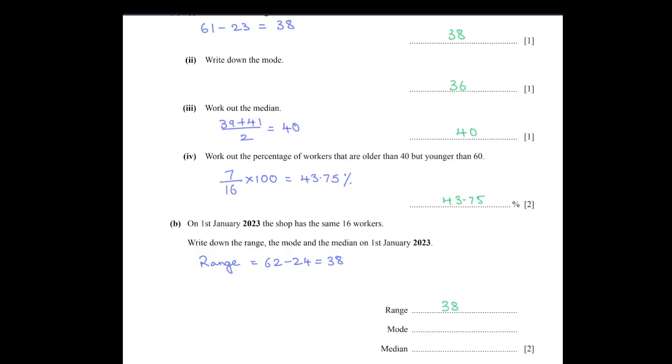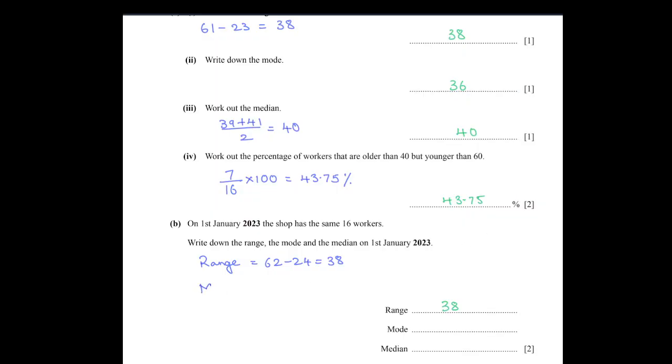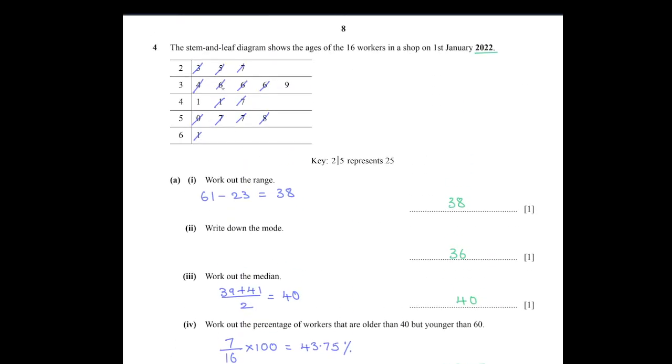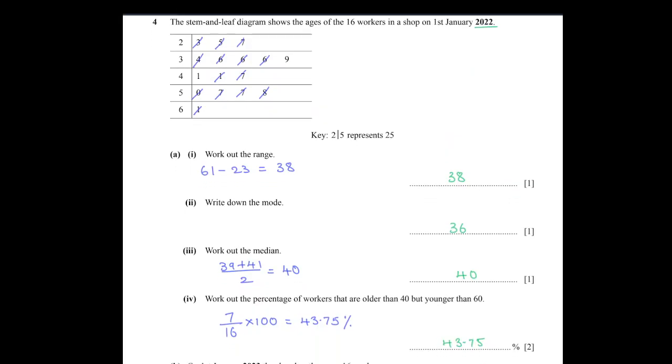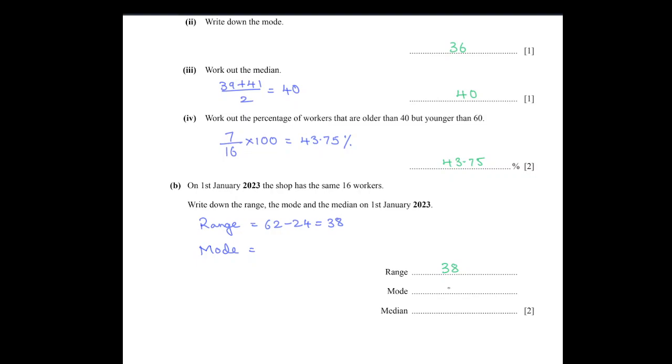Next we need to find the mode. Now mode will be the number which was repeating in the previous case, increased by one because 1 year has passed. 36 will become 37, 37, 37. And this will be 48, 58, 58. So I think 37 is the mode.